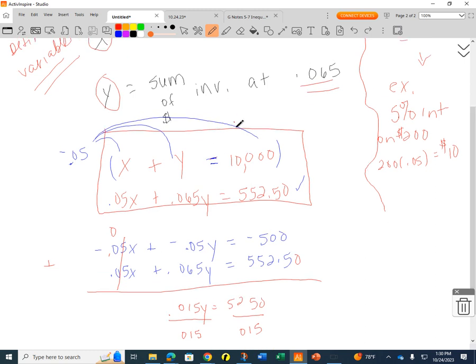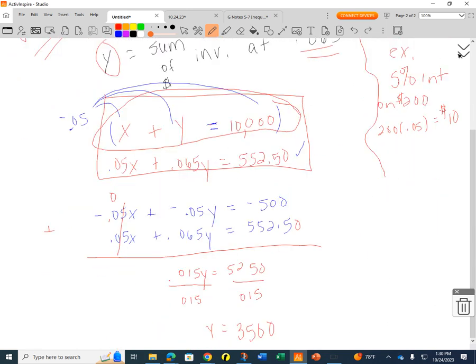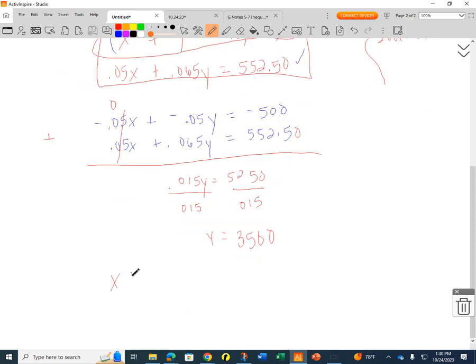So now I can do like Denai said, I can substitute $3,500, and this is the best one to substitute, the simplest one, right? That x plus y equals $10,000. So x plus y equals $10,000 is our first equation. That's the easiest one to substitute in. Now we know y is $3,500, so it's x plus 3,500 equals $10,000. So now to solve that one simple equation, I just subtract the 3,500 from both sides. And now I know that the sum of money at 5%, or our x, is $6,500.